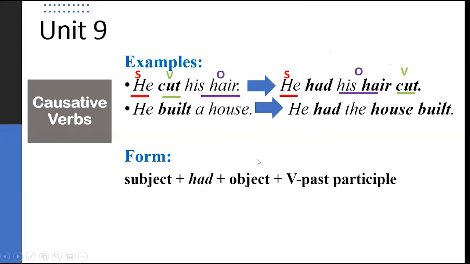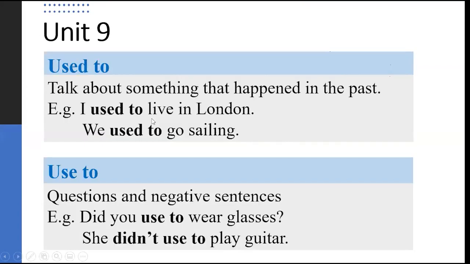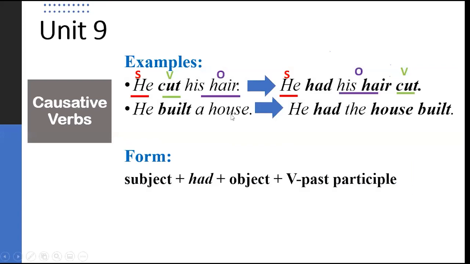Okay. When I change it, we have to follow this form. We begin with the subject, and then we have to put had. Then we have to put the object, which is the house, and our verb comes at the end. So this is how we form the causative verb.